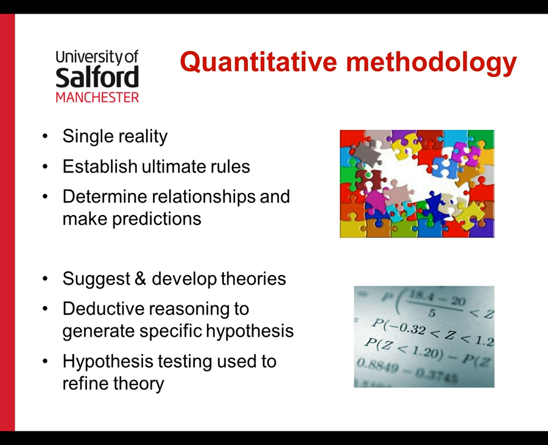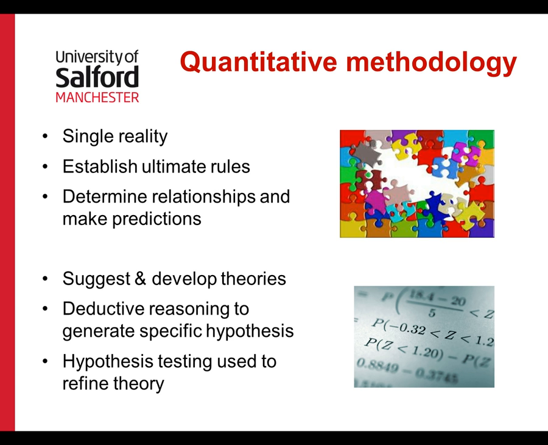So hopefully now you'll understand some of the key differences between qualitative and quantitative research. The main principle underlying quantitative methodology is that there is a single reality, and it's our job as scientists to establish rules which govern this reality. Ultimately, these rules determine relationships and allow us to make predictions about the external world. When we use quantitative methodology, we start with a theory. This theory is then used to generate a specific hypothesis using what's called deductive reasoning.